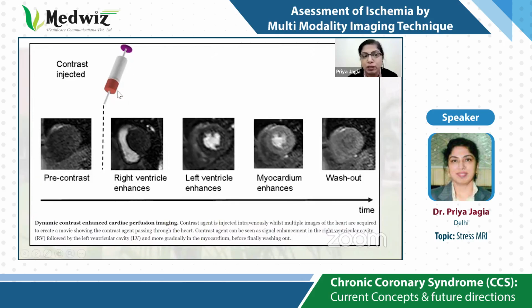So when the contrast comes in, first the RV enhances, then the LV enhances, followed by the myocardium, and then we look for the washout. Any perfusion defects are noted in the stage when the myocardium enhances. And since the spatial resolution of MRI is 3 millimeters versus say 10 to 15 for SPECT and 4 for PET, as described by Dr. Shah, the spatial resolution is higher than both, and hence picking up even small perfusion defects is much easier with MR.